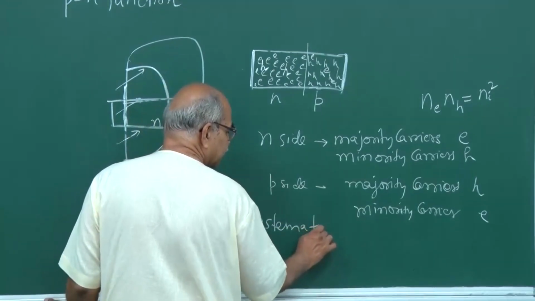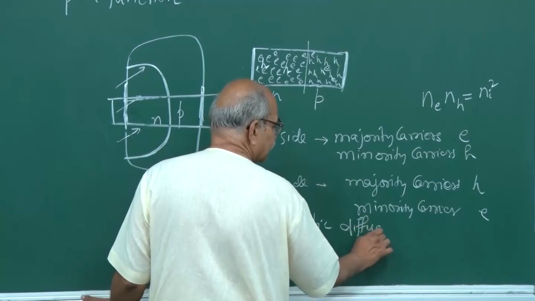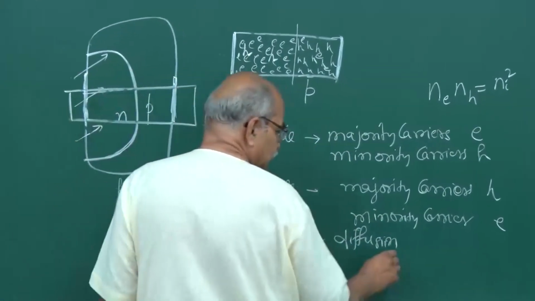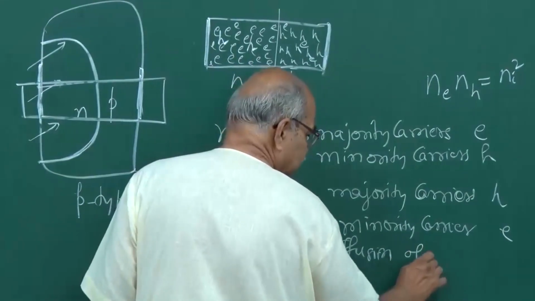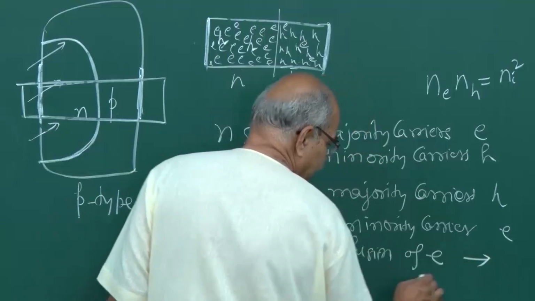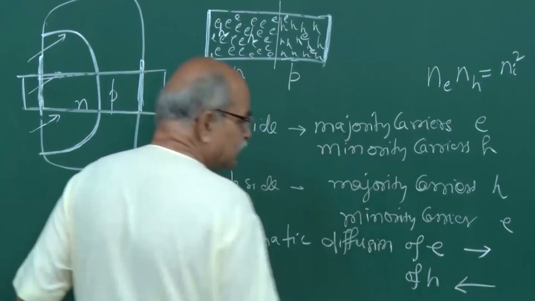So, if this is the situation, you will have a systematic flow. We call it diffusion, systematic diffusion. Diffusion itself is some kind of systematic flow. So, of electrons in this picture, it will be from left to right, and of holes in this picture, it will be right to left.